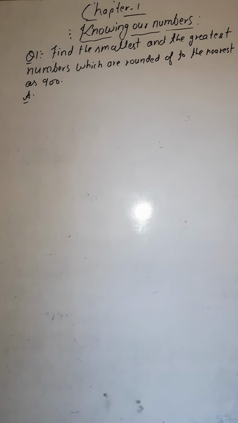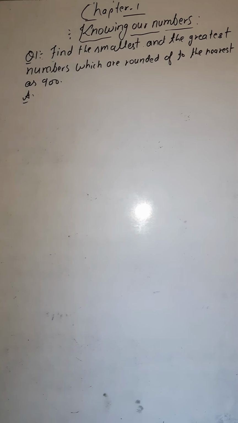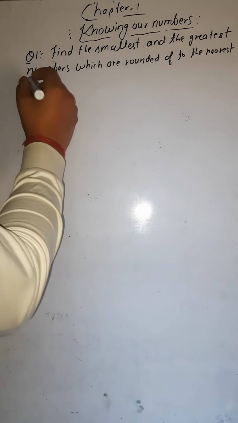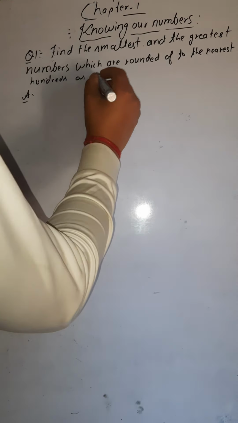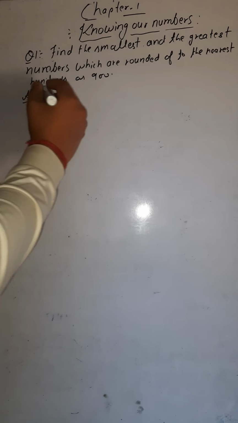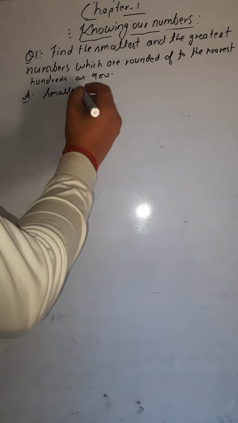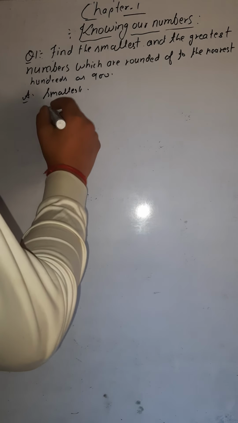Here I have written the first question of today: find the smallest and the greatest numbers which are rounded off to the nearest 100 as 900. Means you have to find one smallest and another greatest number. If you are rounding that off to the nearest 100, the answer should be 900. So one would be the smallest number and another would be the greatest one.